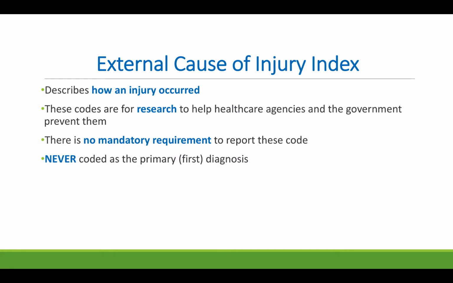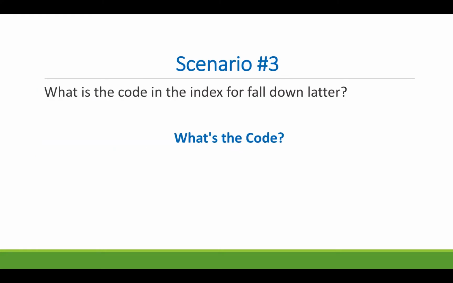Now turn to the External Cause of Injury Index. Pause this video while you find it. The External Cause of Injury Index describes how an injury occurred. These codes are for research, and they aren't required or mandatory at this time to report. These codes are never coded as the primary first diagnosis. That's important to remember. If you see one of these as the first diagnosis, you can automatically count out that answer choice.